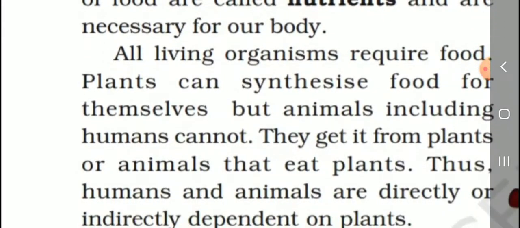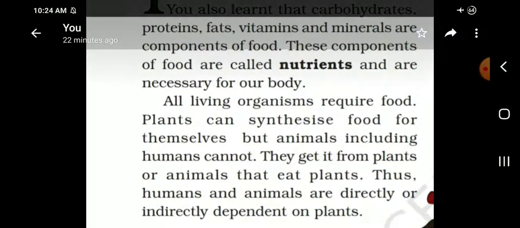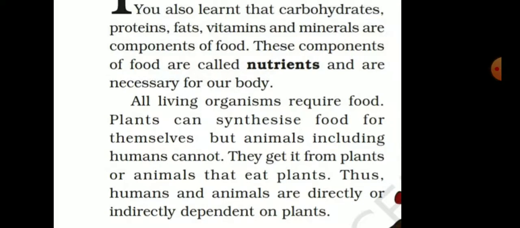Next, all living organisms require food. Plants can synthesize food for themselves. Plants prepare their own food. Animals depend upon another one. They get it from plants or from animals that eat plants. Thus, humans and animals directly or indirectly depend on plants.